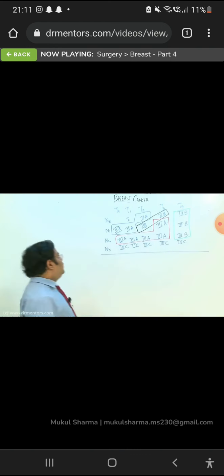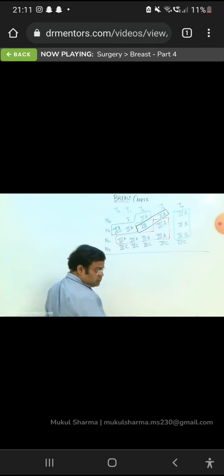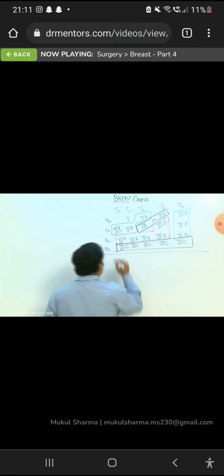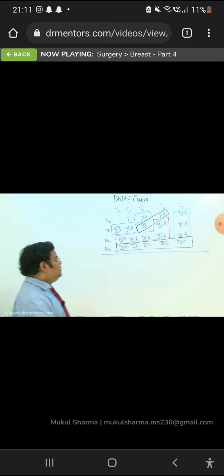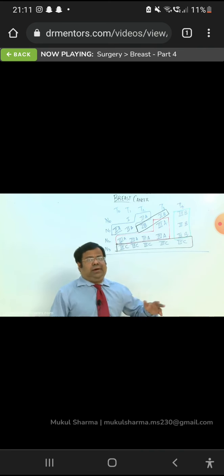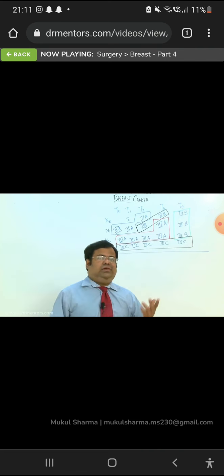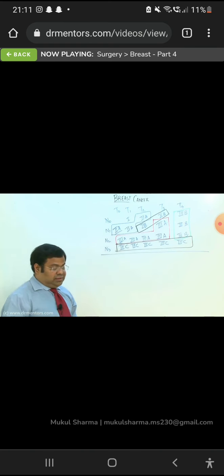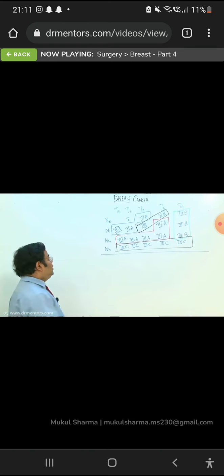Or the T4 varieties up to N2 are 3B, and all the N3s are 3C. So this is how we classify. I think, according to me, this is the most important TNM that might be asked to you. Apart from this, in head and neck cancer, they might ask you TNM. Otherwise, they are not very fond of asking you this kind of stagings anywhere else. So this is about the TNM classification.